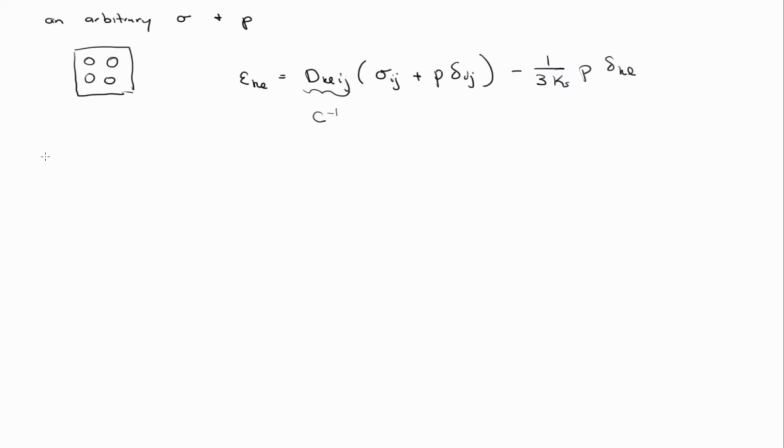Okay, so now I'm going to introduce something called an effective stress. And we're going to use the symbol sigma prime. So we're going to say that sigma prime is the stress in the solid plus an undetermined coefficient alpha times the pore pressure times the identity matrix. And that is going to be equal to C ij KL epsilon KL.